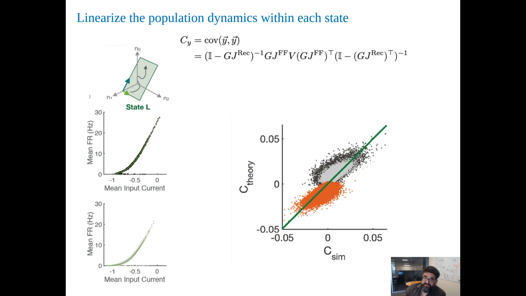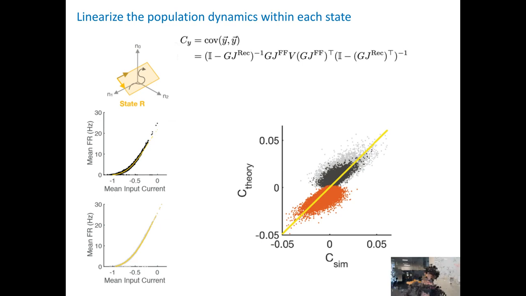But if we restrict our system to being in the state L here, we get a pretty decent job. If we restrict our system to being in the state where the right PFC neurons are dominant over the left, we also get a pretty decent match between theory and simulations.